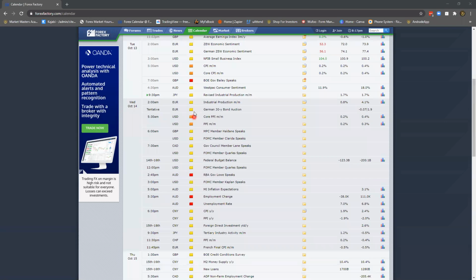So for Wednesday, we're just going to look at the majors and then AUDs and see what we see there before it actually happens.